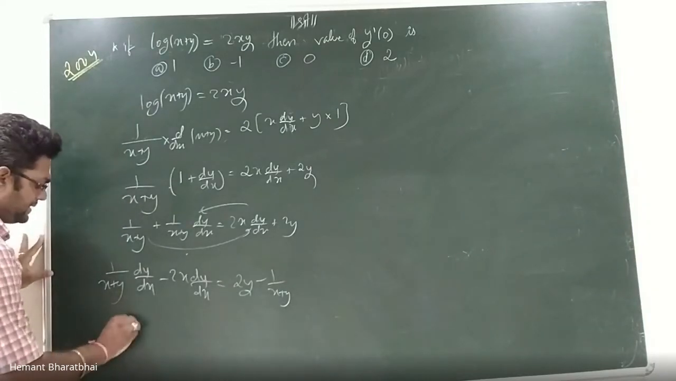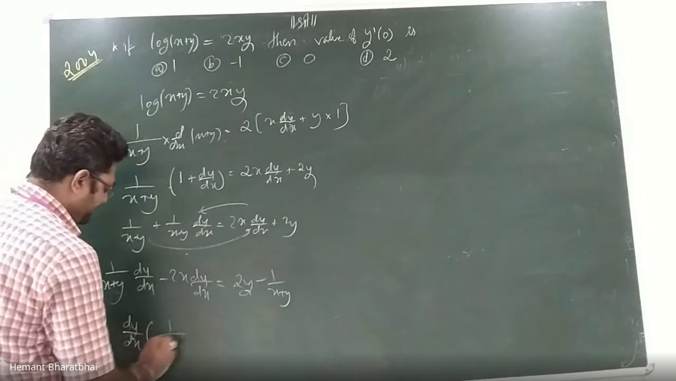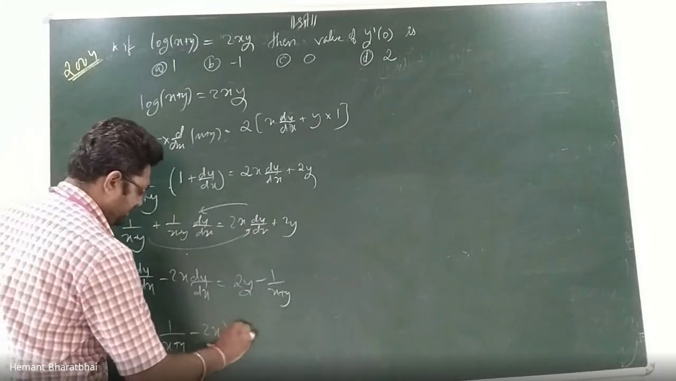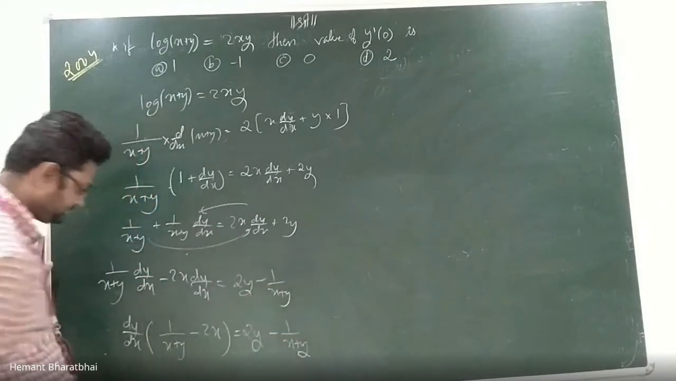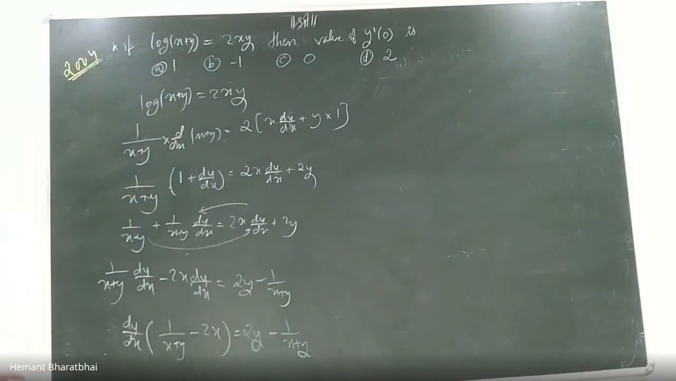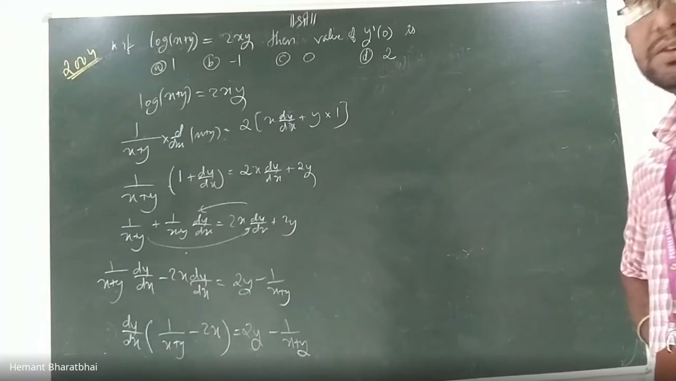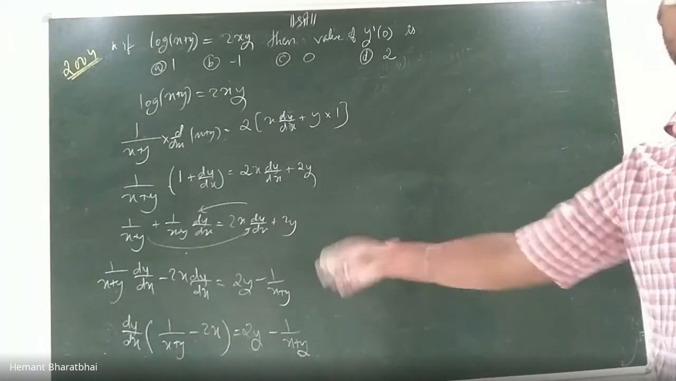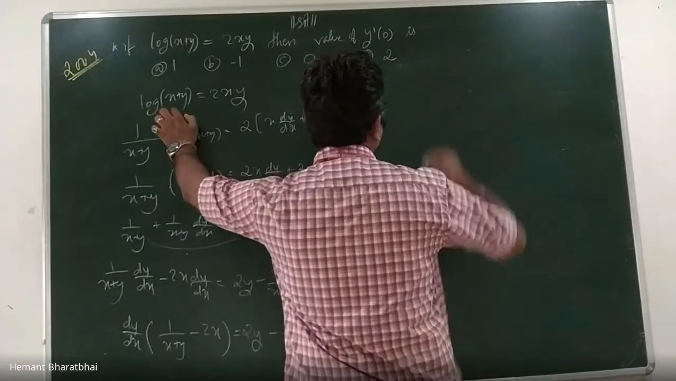So I'll take dy by dx as common. When I take dy by dx as common, I'll get dy by dx into (1 upon x plus y minus 2x) is equal to 2y minus 1 upon x plus y. Now this is what I was saying. When you take the derivative, the y term will appear over there. When I write y dash of 0, it means x I have to put 0. But what value should I put of y? So therefore what we'll do is we'll take this one.